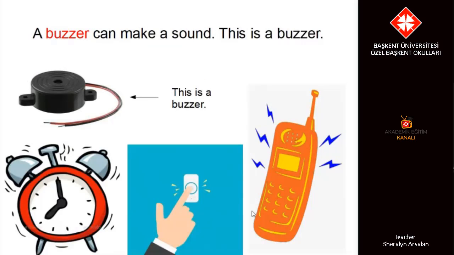A buzzer can make a sound. This is a buzzer. Look at our buzzer. An alarm clock uses a buzzer. A doorbell uses a buzzer. And a mobile phone uses a buzzer. This is because buzzers make sounds.